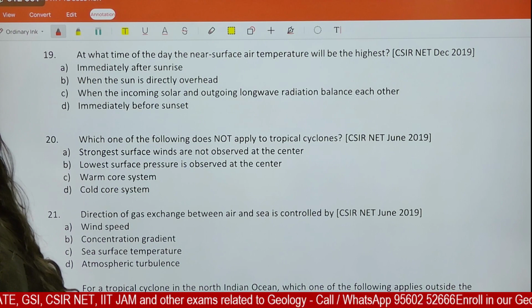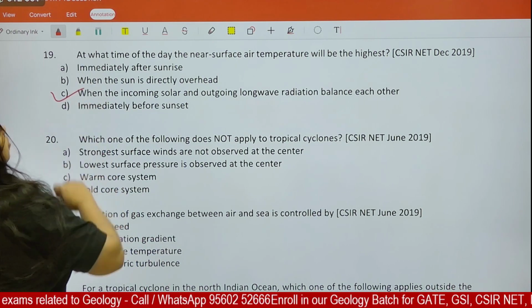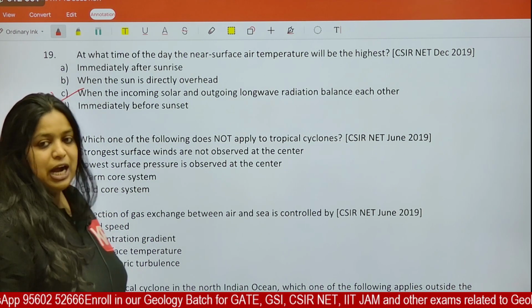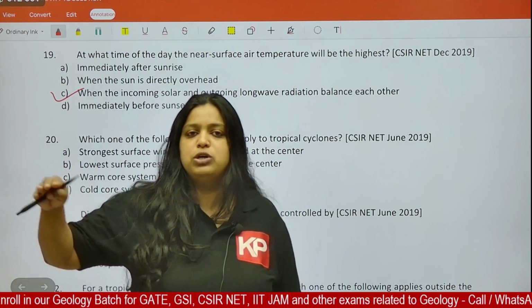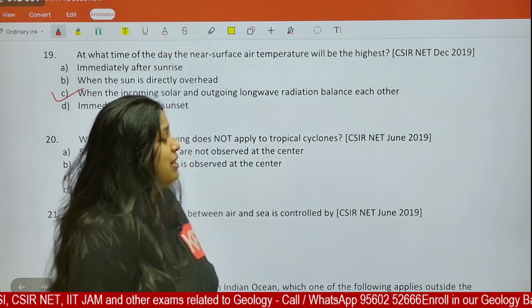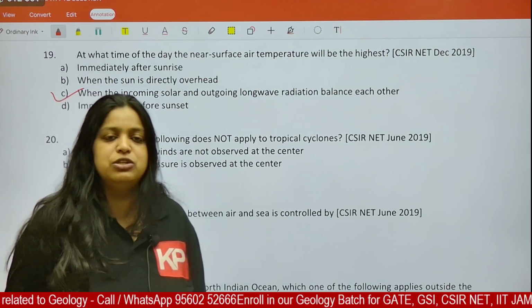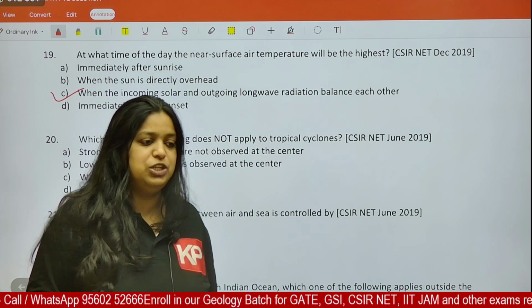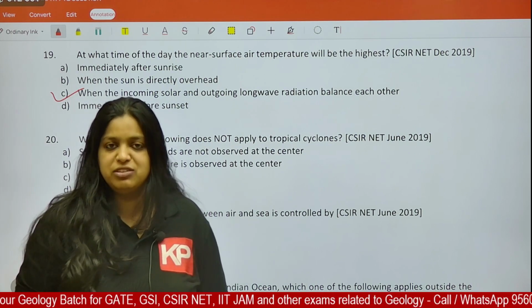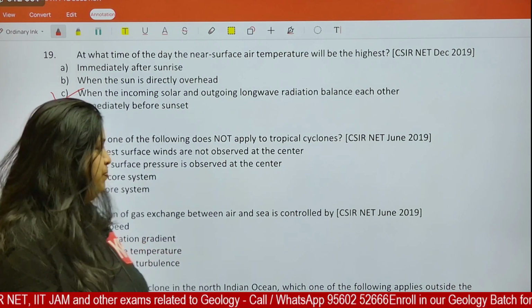Immediately after sunrise? No. When the sun is directly overhead? No. When incoming solar and outgoing long wave radiation balance each other. Yes. So during the afternoon, from 2 o'clock to 3-4 o'clock, the highest temperature of the earth surface will be at that particular time. So this diurnal temperature variation is very important, which actually comes under remote sensing, which is also applicable in all these topics too.